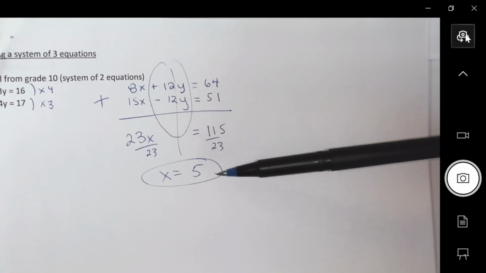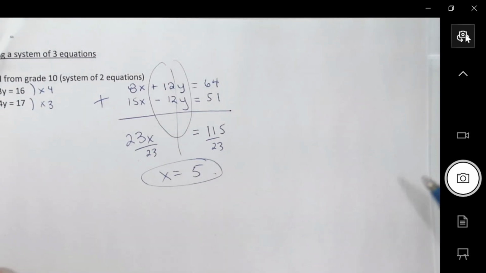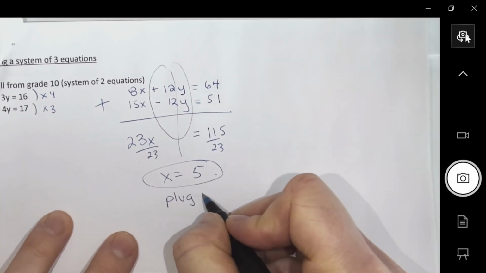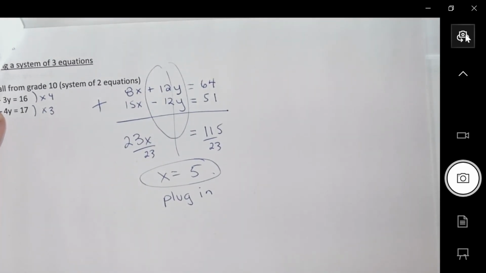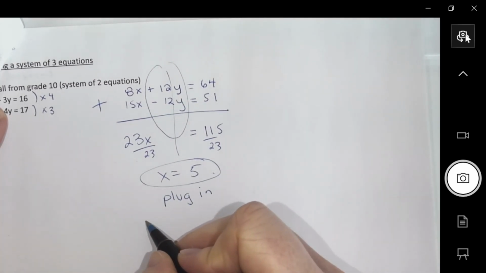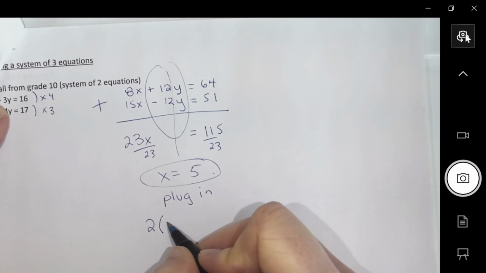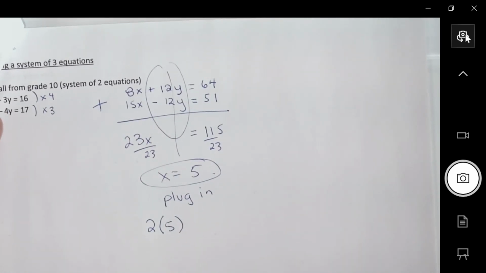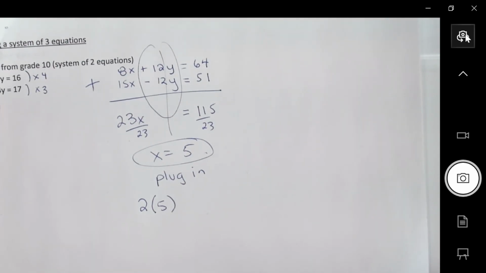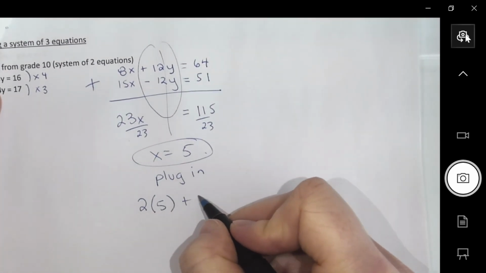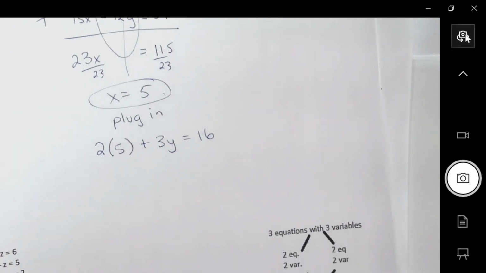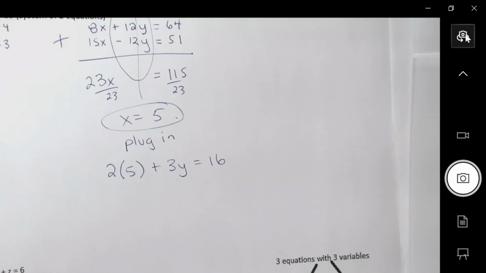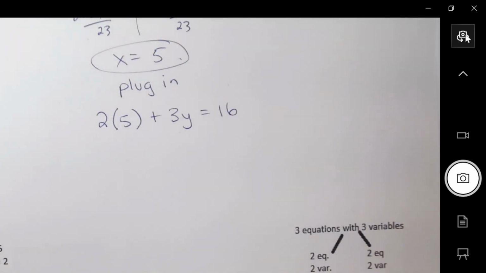So what would I do with this x value? Just take an equation and plug it in. Plug it in. So to me, it doesn't matter, but looking at it, my math looks easier on the first one, just because then I don't have to deal with any subtractions. So I'm going to pick the first one. So 2 times x, but now I plug in the 5, plus 3y equals 16. And then this is all just math now, so figure out your algebra.